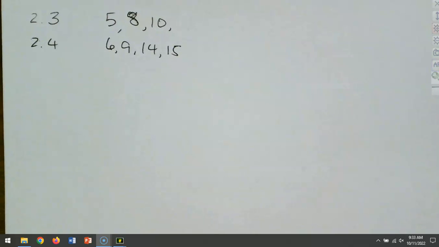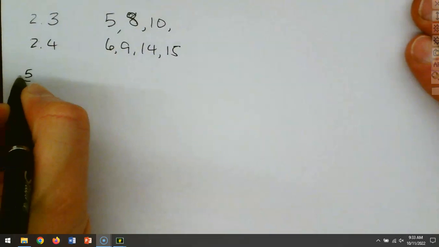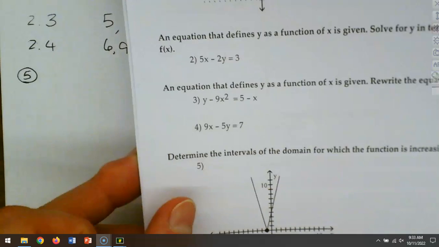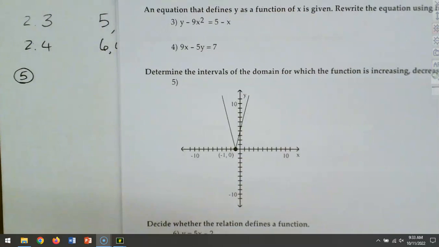All right, so we're going to go ahead and begin by looking at questions out of our homework. And we're going to start with 2.3. And 2.3 is functions. And we're going to begin now with question 5. And question 5, what we need to do is determine where this function is increasing, decreasing, and where it remains constant.